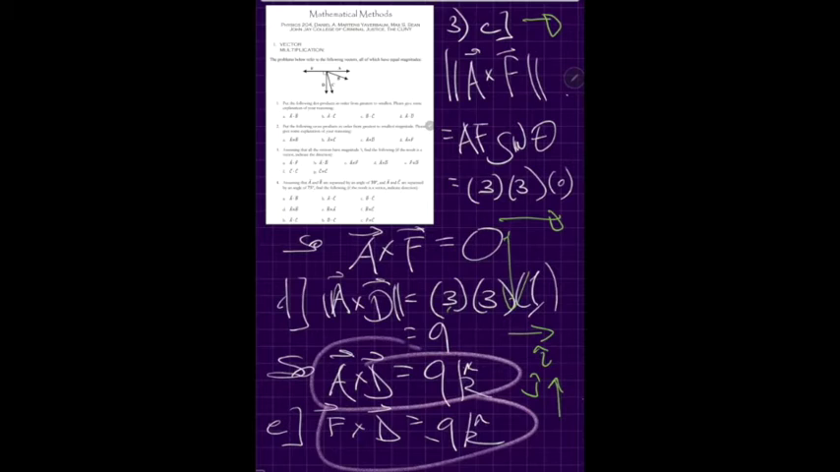So the answer to D has to have a direction, and the mathematical way to say that direction is to use unit vectors. So it's 9K hat is the answer to D. E, it's going to go the other way. It's F cross D. So same angle, same size, but now we're going back the other way. So we get negative 9K hat.